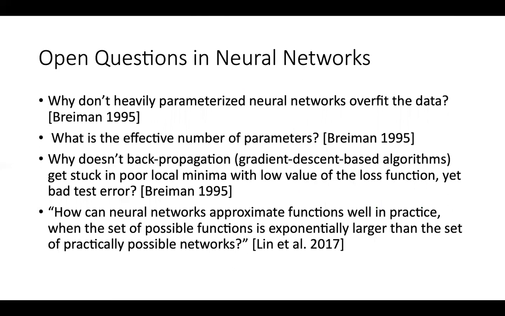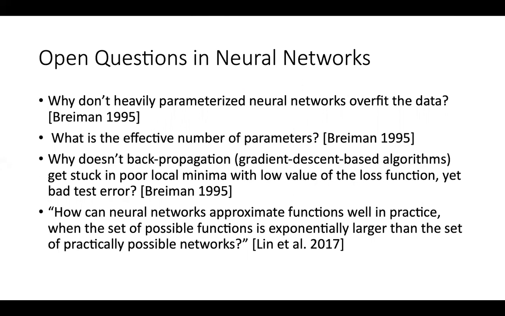So from illustrating an example, now we move on to open questions in neural networks and deep learning in general. So consider these questions in this slide. Why don't heavily parameterized neural networks overfit the data? What is the effective number of parameters? Why doesn't backpropagation get stuck in local minima?